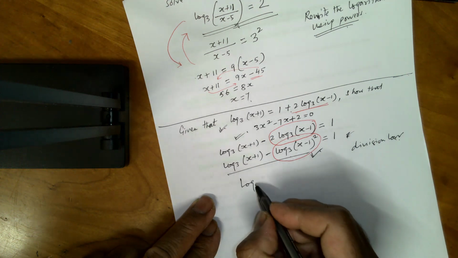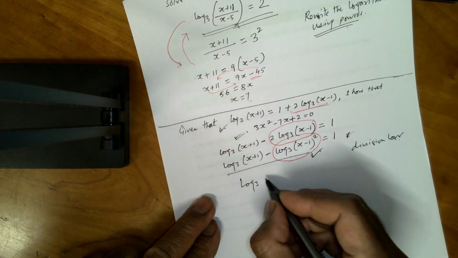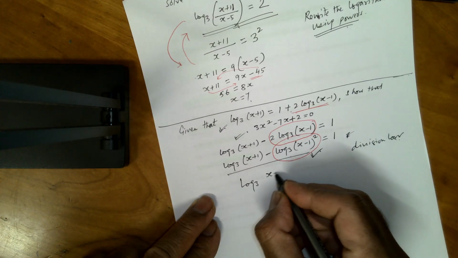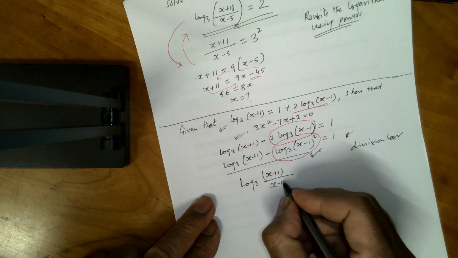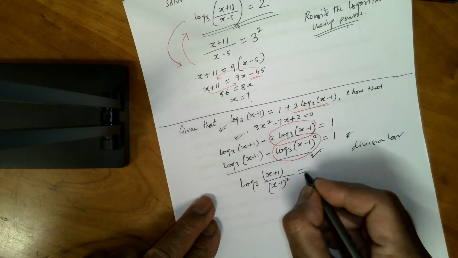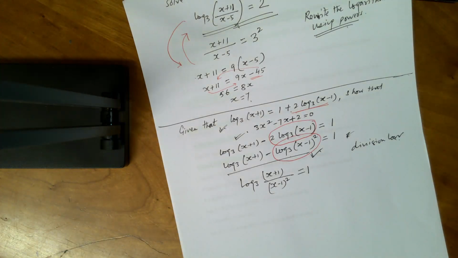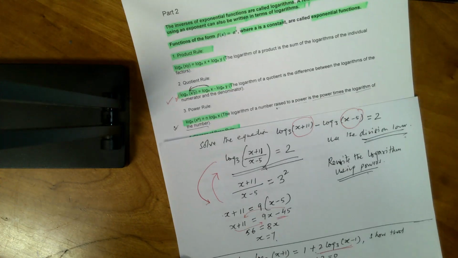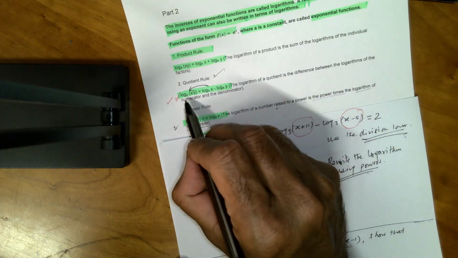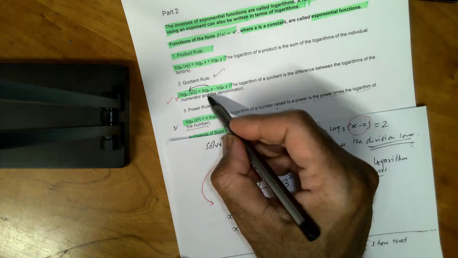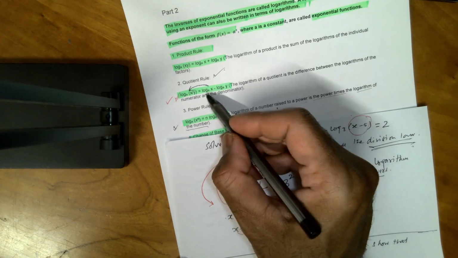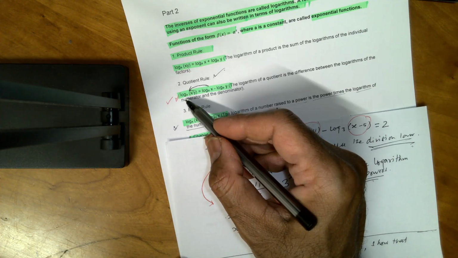So this can be written as, so by using division law, this can be written like this. So what was the division law here? Here, this is your division law. So what we're doing, this form here transforming into this form. So that's your division law.